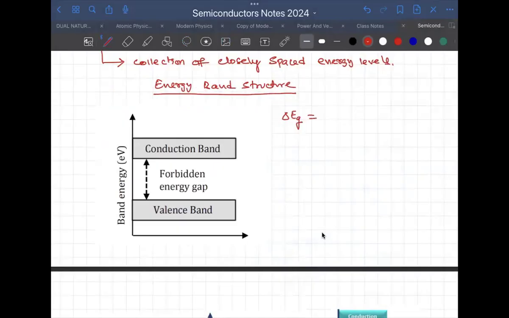Delta Eg is nothing but the minimum energy level corresponding to the conduction band minus the maximum energy level corresponding to the valency band. The energy gap is such a concept where you don't find an electron that has a specific energy in that zone. That is the reason why it is called forbidden. So in this, no free electron exists.